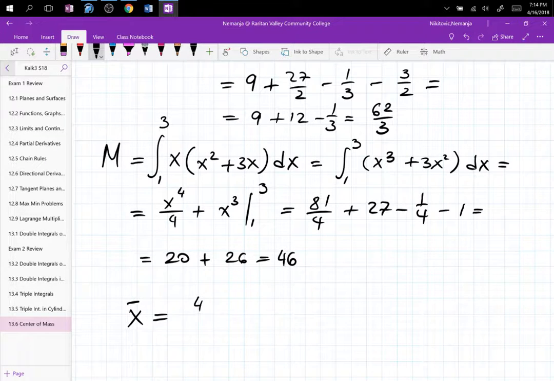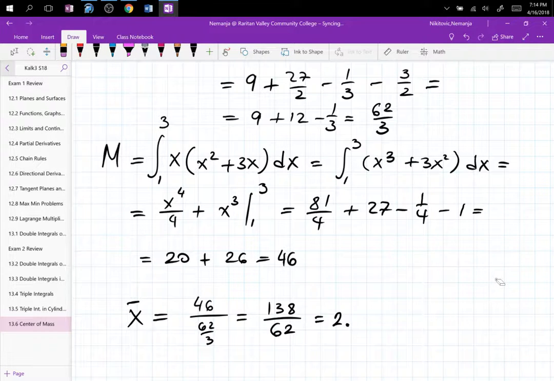So we have the moment divided by 62 over 3. That's 138 divided by 62. And what do we get for this? We get 2 point something. 2.226. Okay, so we'll call it 2.23. All right, that's that. So now our number is between 1 and 3. It makes sense.